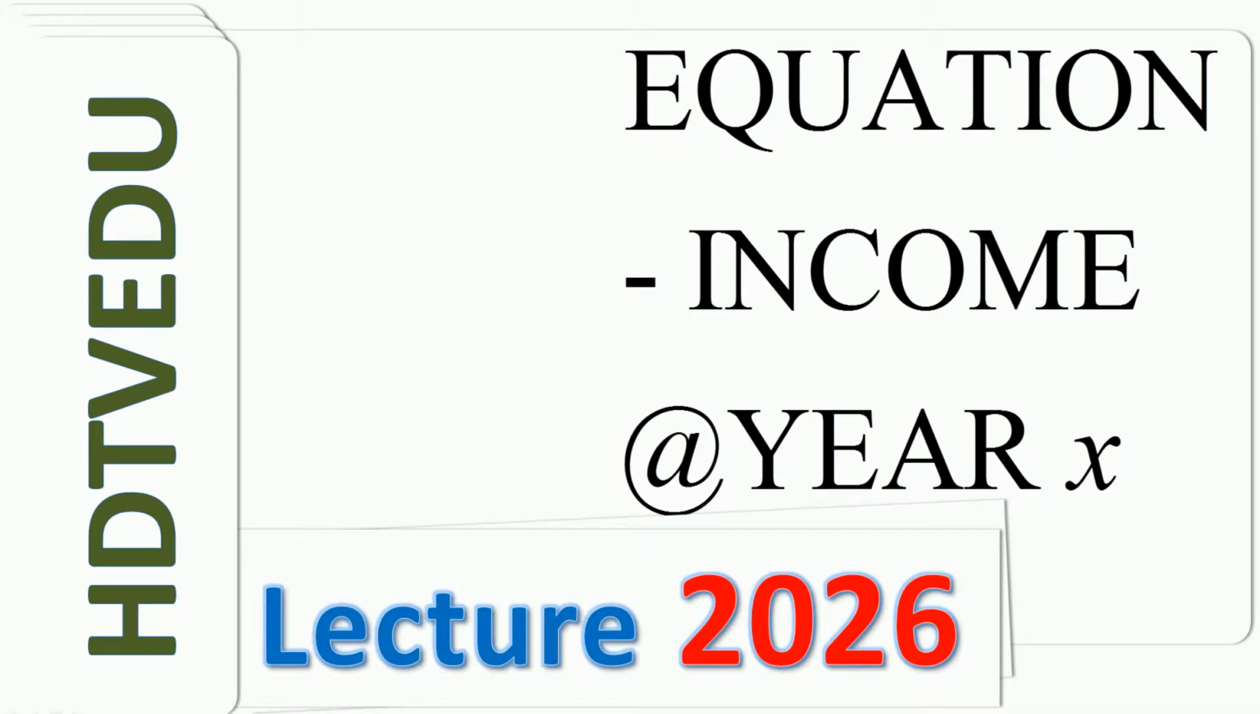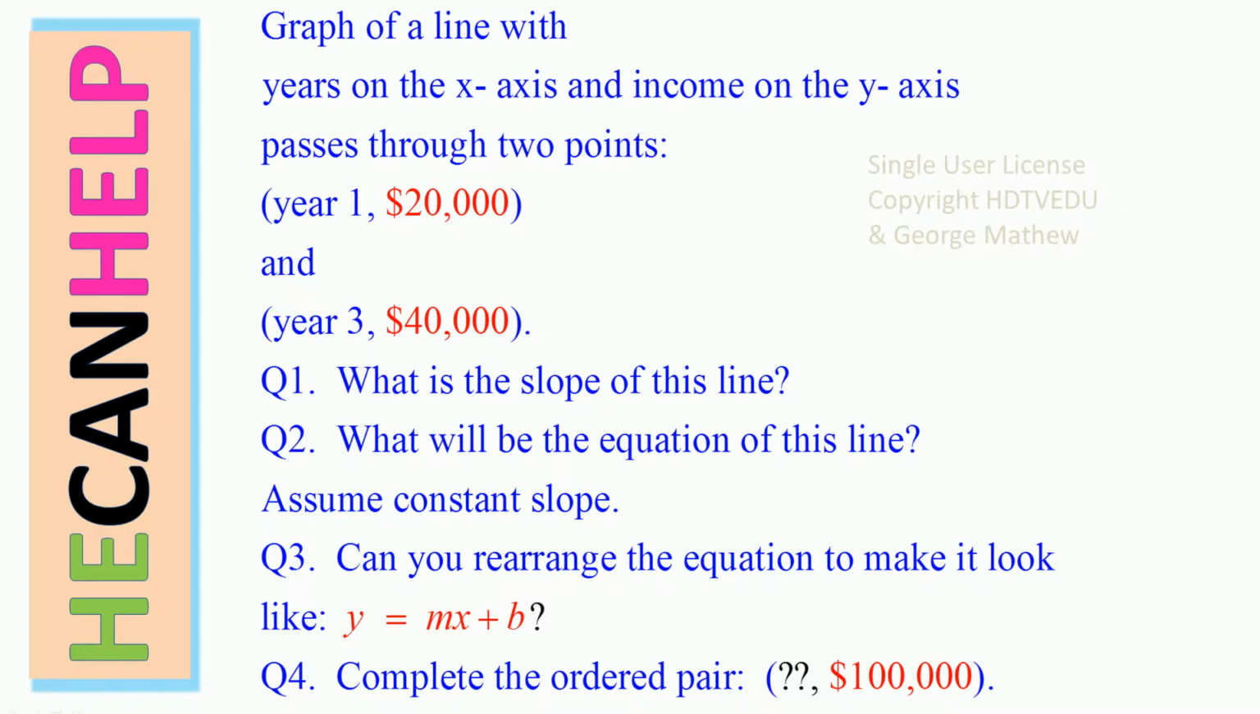Equation, income at year X. Lecture 2026. Graph of a line with years on the x-axis and income on the y-axis passes through 2 points. Year 1, 20,000. Year 3, 40,000. Don't forget, year is on the x-axis, income is on the y-axis. So year 1, 20,000. Year 3 is 40,000.